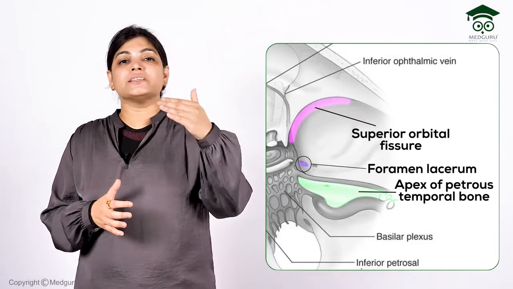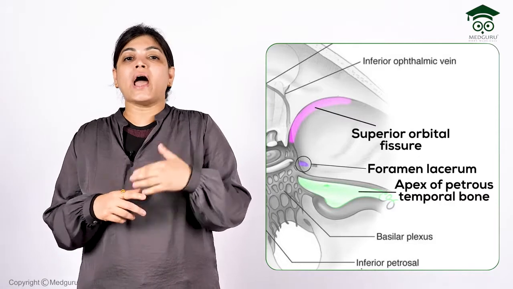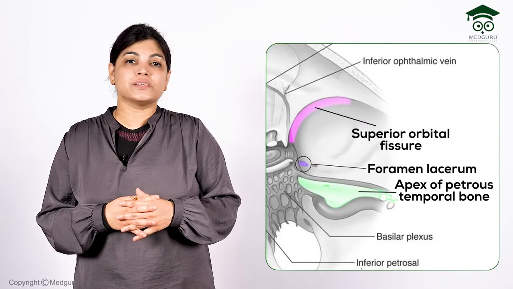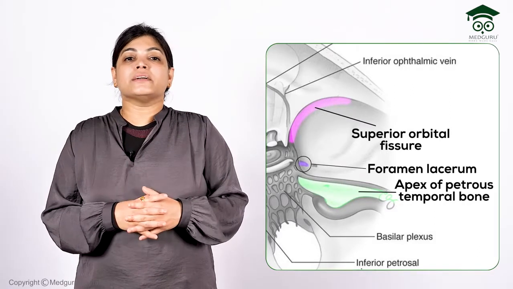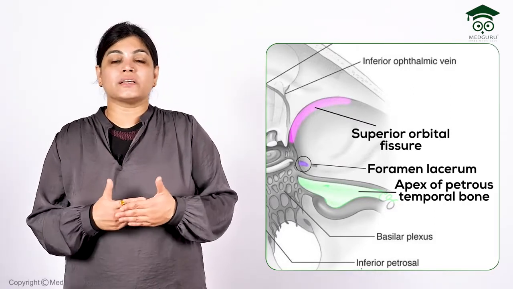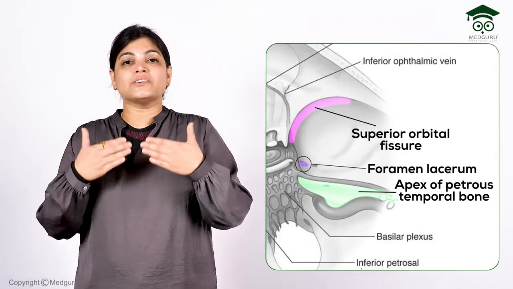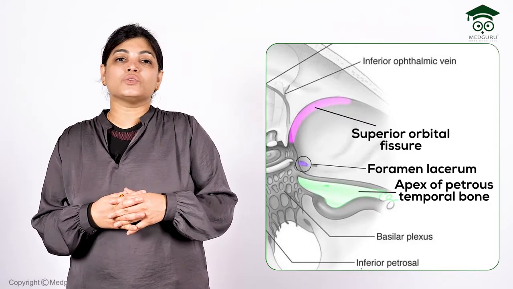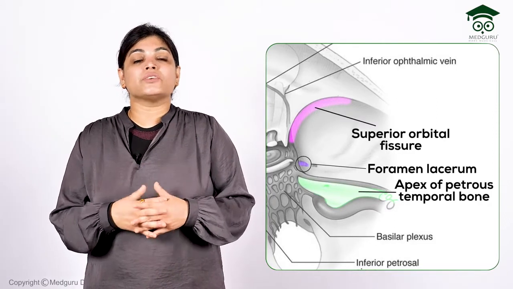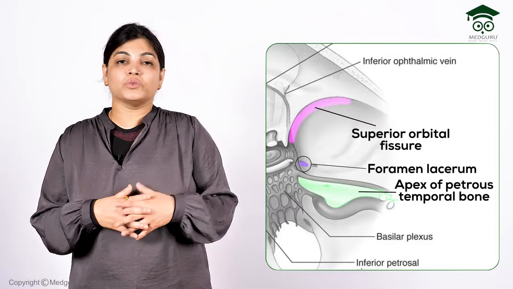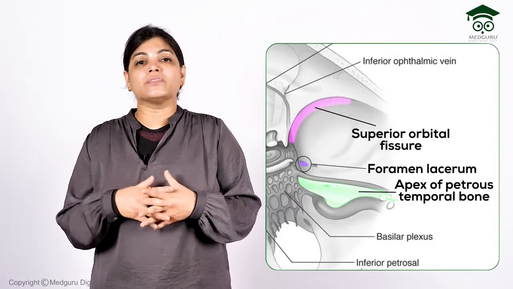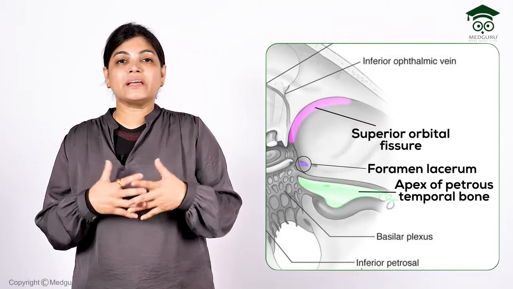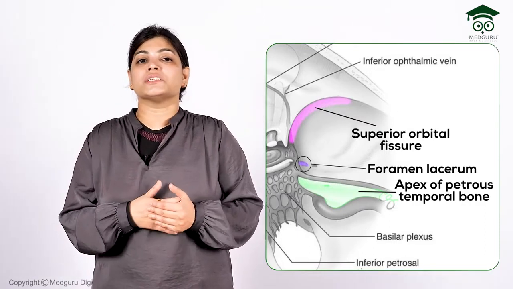Now coming to anterior and posterior relation. So anteriorly it is related to optic canal and superior orbital fissure. Two structures of the orbit, that is superior orbital fissure and optic canal, lie on the anterior aspect of cavernous sinus, and posteriorly it is related to crus of midbrain and that of apex of petrous temporal bone. Two structures, crus of midbrain and apex of petrous temporal bone. So this was all about superior, inferior, anterior and posterior relation.